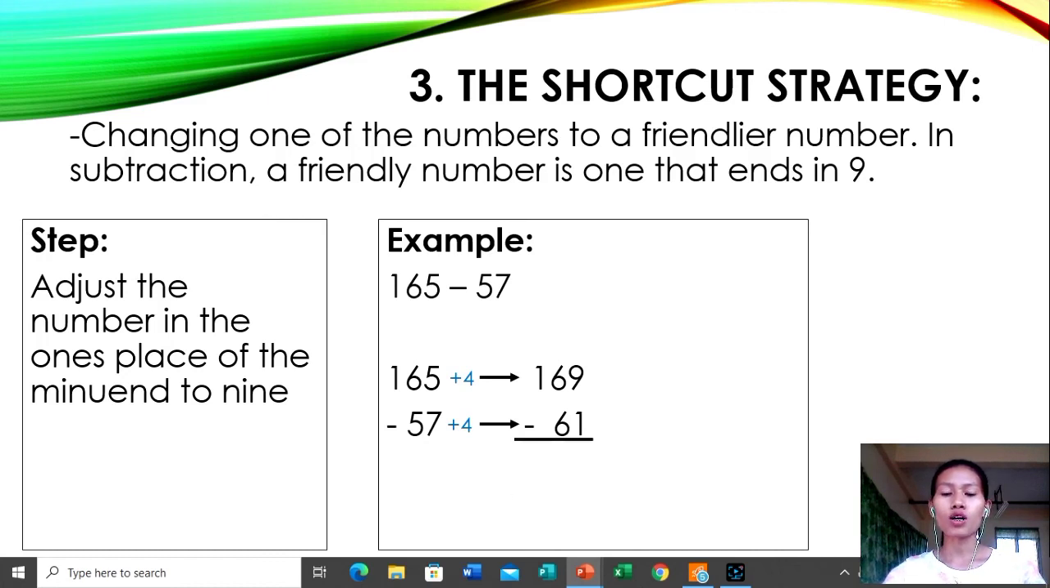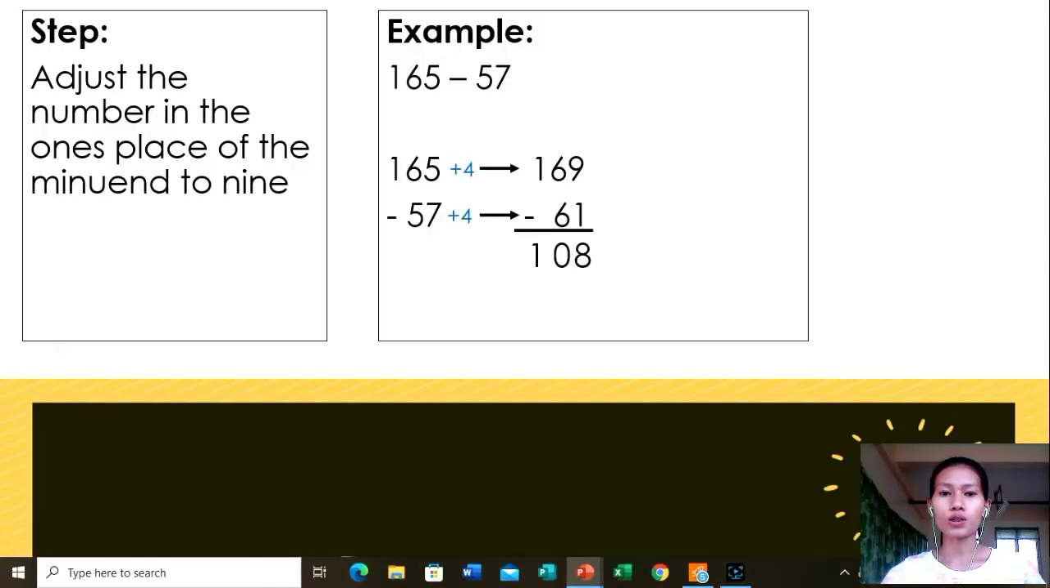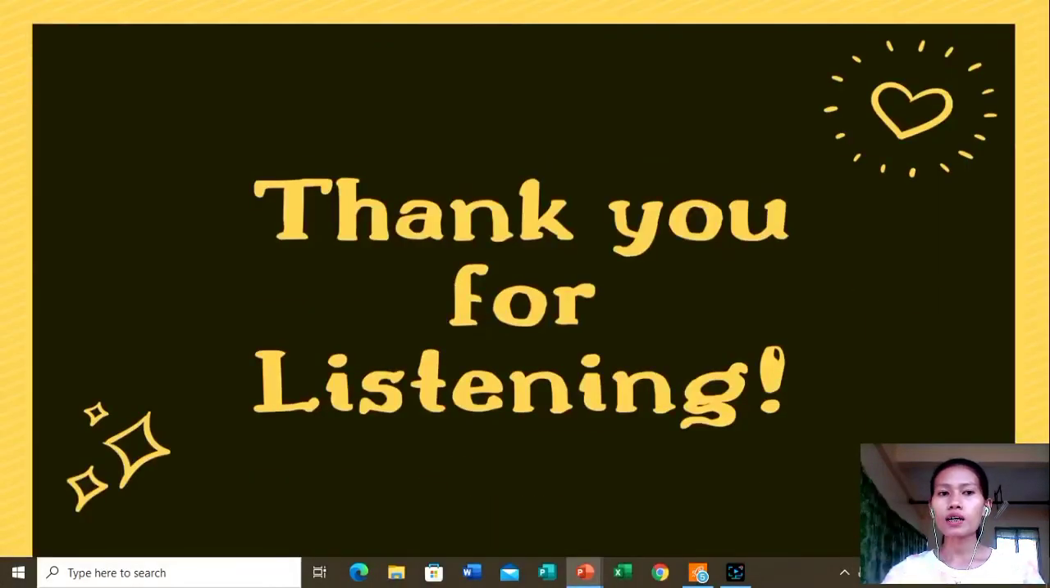And then, subtract. So, 9 minus 1 is 8. 6 minus 6 is 0. And then, bring down 1. So, that would be now the answer. So, the difference between 165 and 57 is 108 using the shortcut strategy. So, that would be now my discussion.